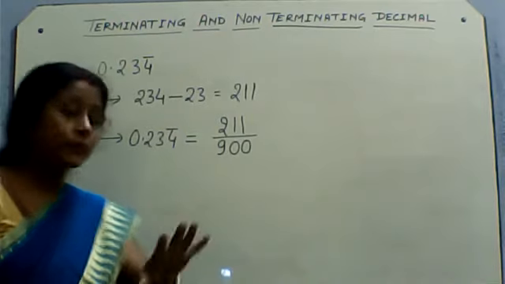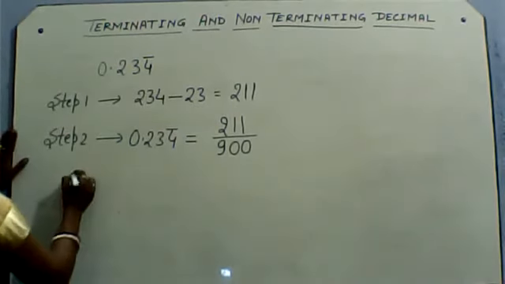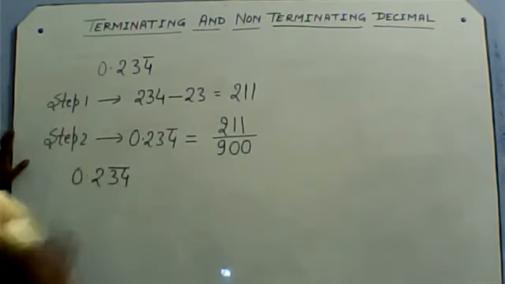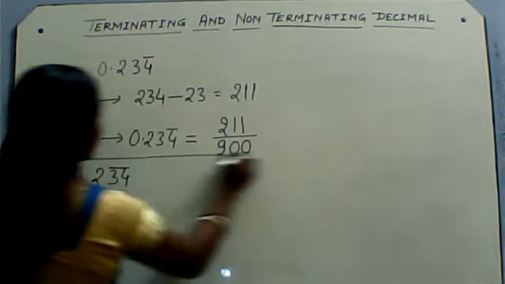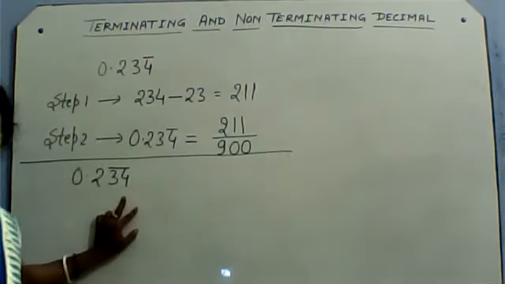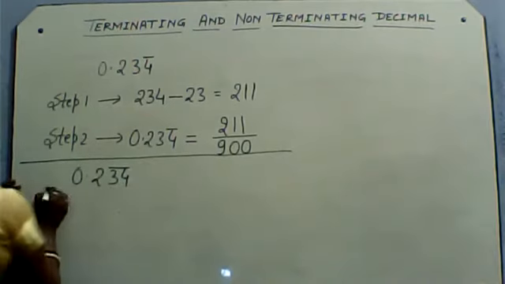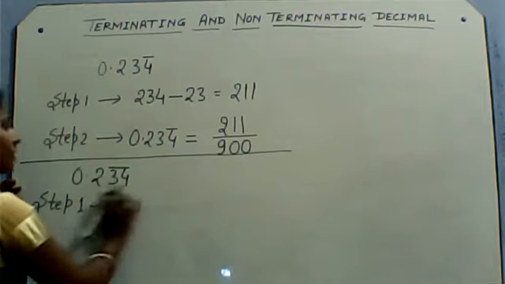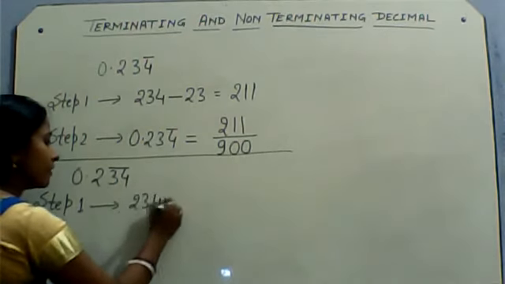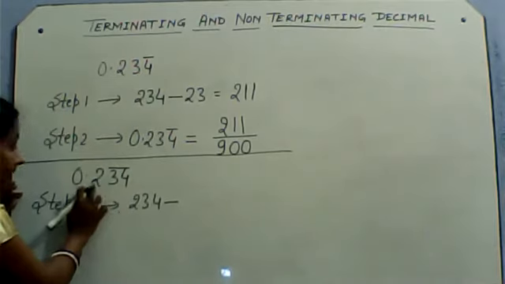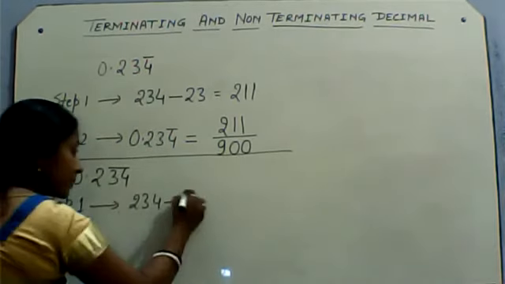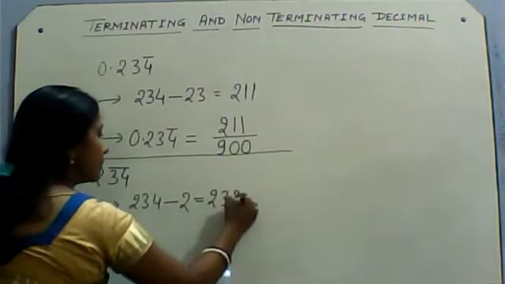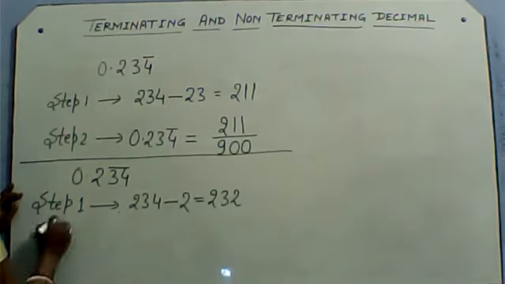Easy. Suppose some more examples. Suppose you have 0.234 and 34 is repeated. Okay? So step 1, what you will do? You have to subtract from 234 what? Which one is not repeated? 2. 2 is not repeated. So subtract 2 only. So what will come? 232. This will come.